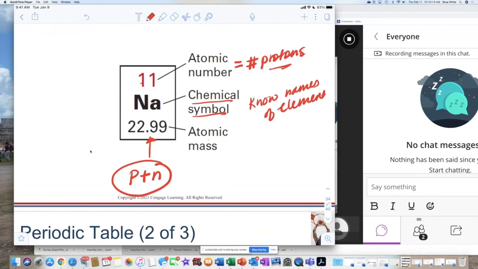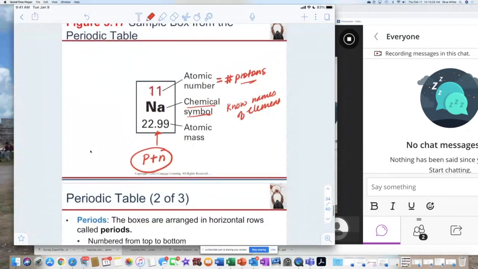And remember, that's kind of like the social. It's the number that doesn't change. If the number changes, then the element they're referring to has changed also. Okay? So recognize the symbols.